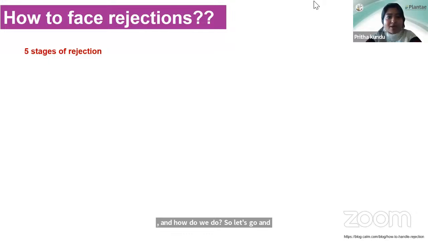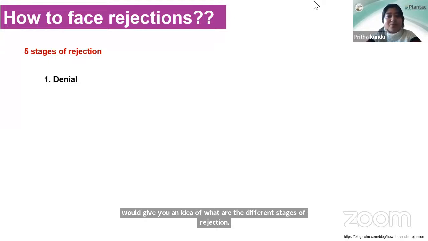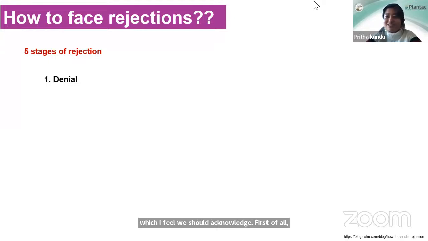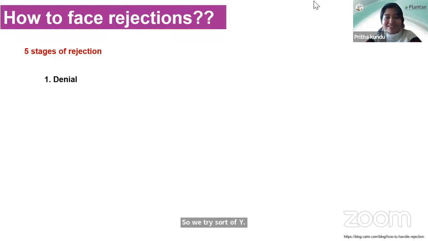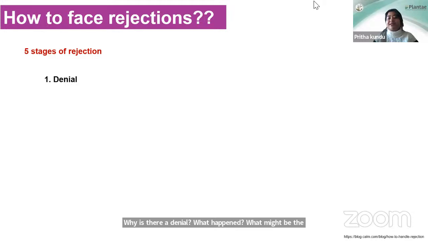So before knowing how to deal with rejection, I would give you an idea of what are the different stages of rejection, which I feel we should acknowledge. First of all is denial, right? When we hear back that you are rejected and your application is not accepted, we try to ask, why? Why did they deny me? I'm the best. I did give my best. What happened? What might be the reason? They cannot deny me. So there is some problem, right? So that denial is the first step where you cannot accept that, yes, your application has been rejected. There is more to work on it.